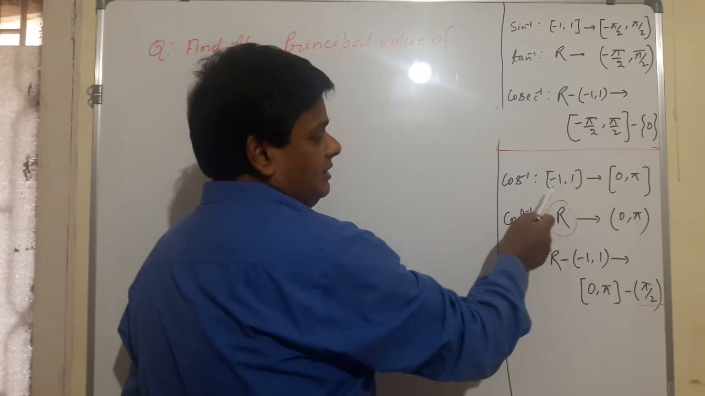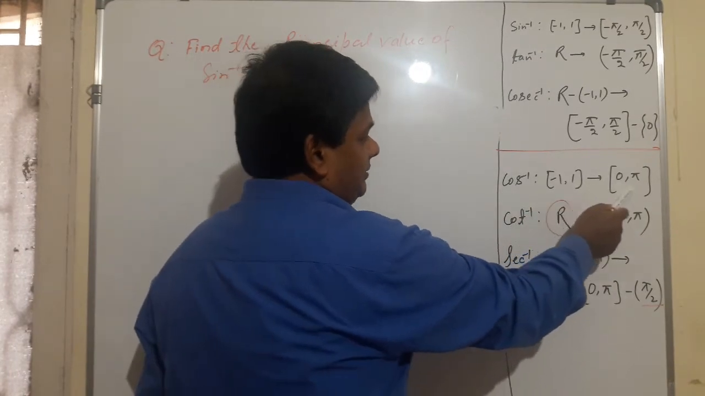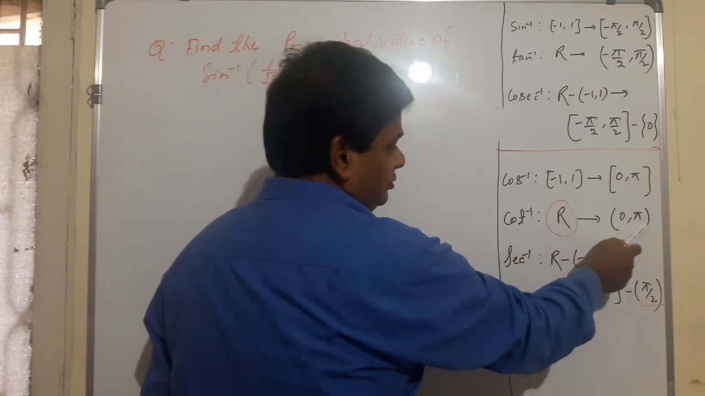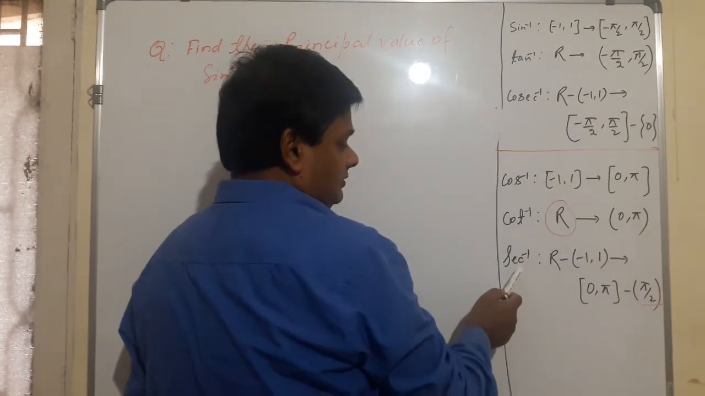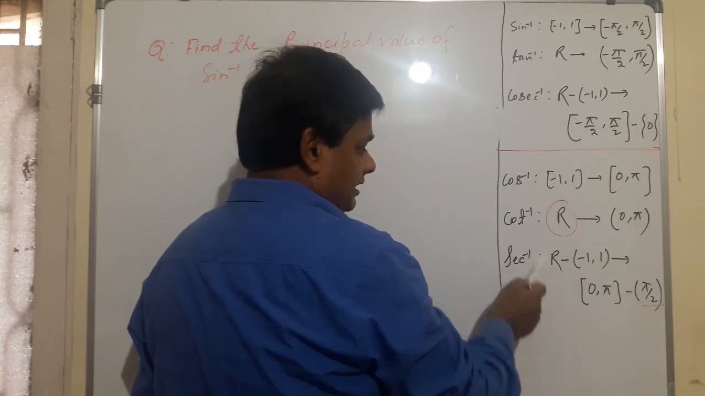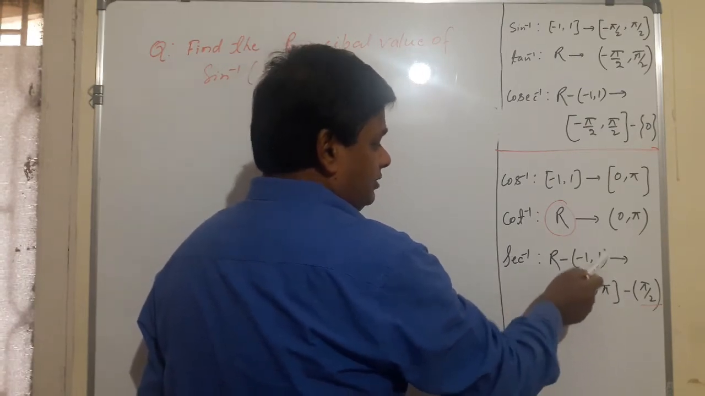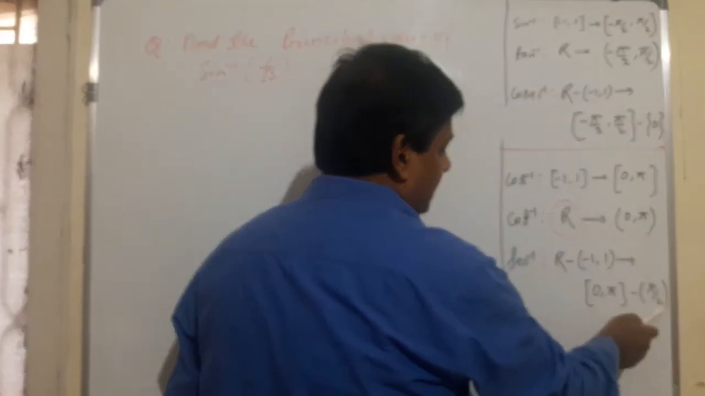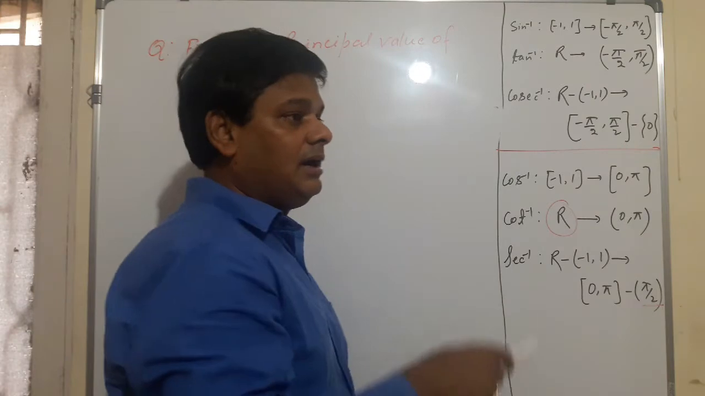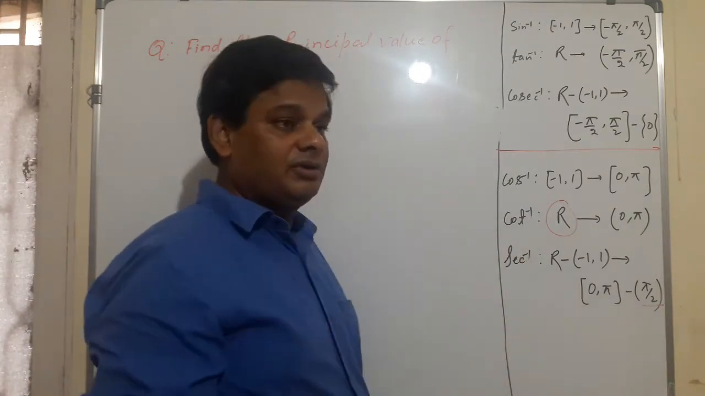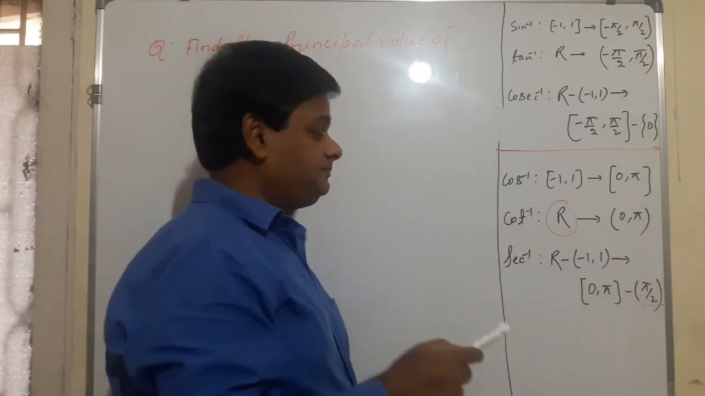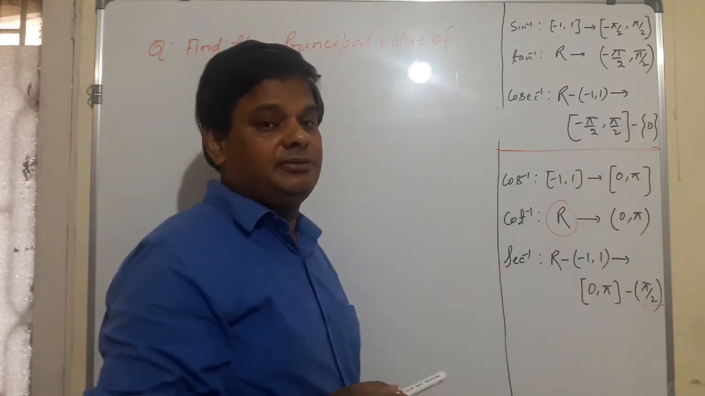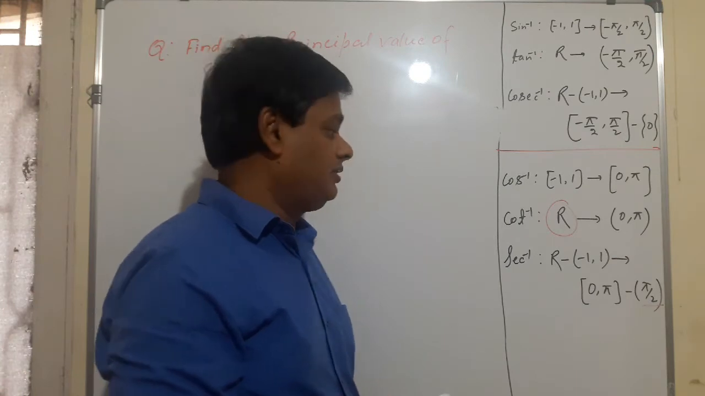Now cos inverse: domain minus 1 to 1, principal value 0 to pi. Cot inverse: domain set of real numbers, principal value open interval 0 to pi. Sec inverse: domain R minus the open interval (minus 1, 1), principal value 0 to pi except pi by 2, because sec is 1 by cos, so 1 by cos pi by 2, and cos pi by 2 is 0, so 1 by 0 is not defined.